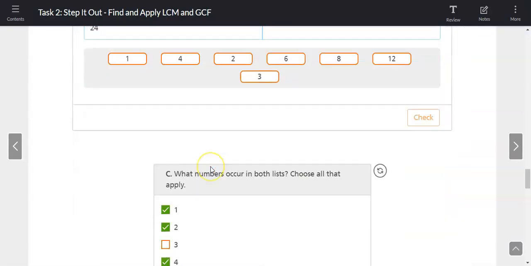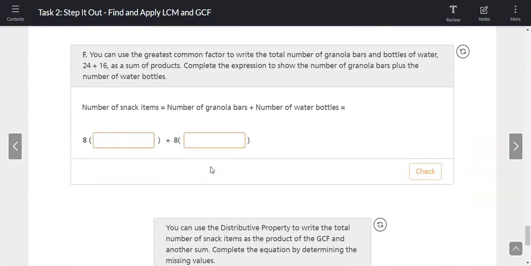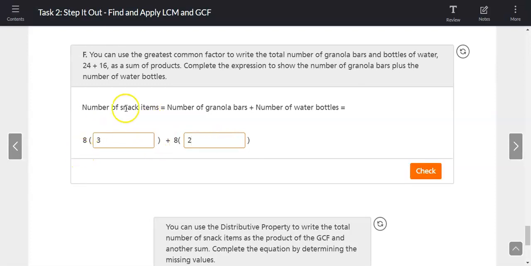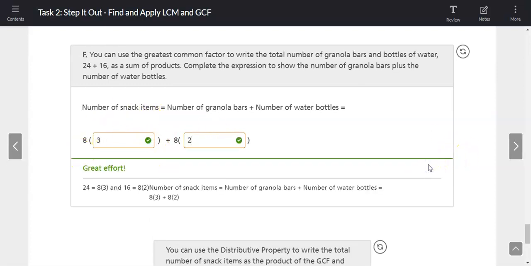So we have 3 and 2. Oops, sorry. So these parentheses are just another way to show multiplication. So 8 times 3 is 24. 8 times 2 is 16.